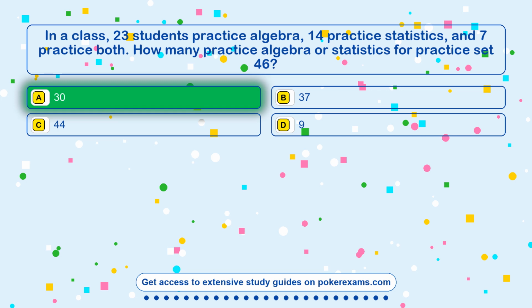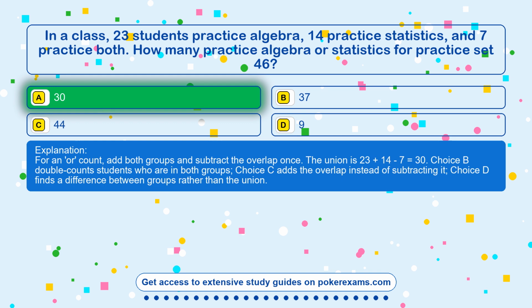The correct answer is option A. 30. For an OR count, add both groups and subtract the overlap once. The union is 23 plus 14 minus 7 equals 30. Choice B double-counts students who are in both groups, choice C adds the overlap instead of subtracting it, choice D finds a difference between groups rather than the union.